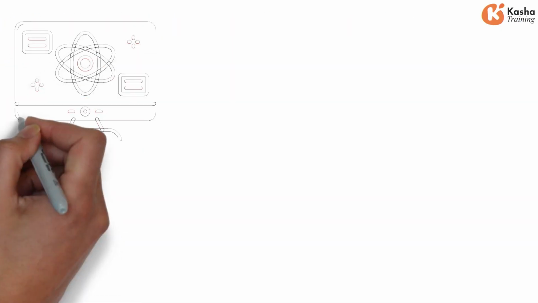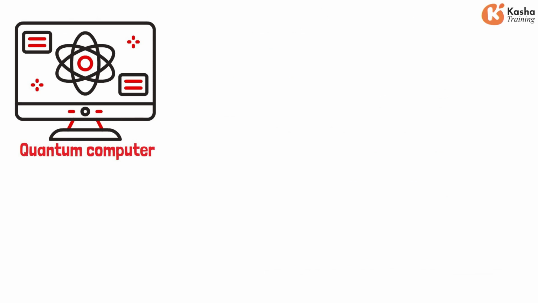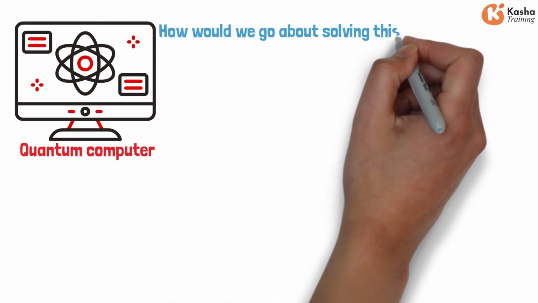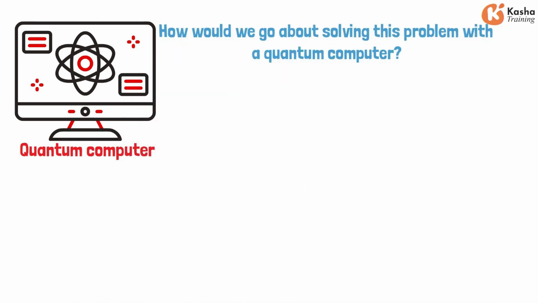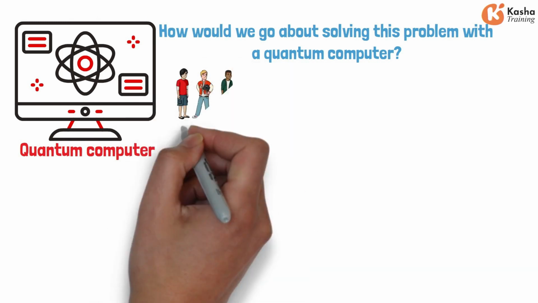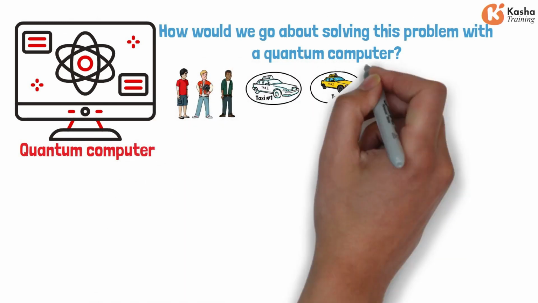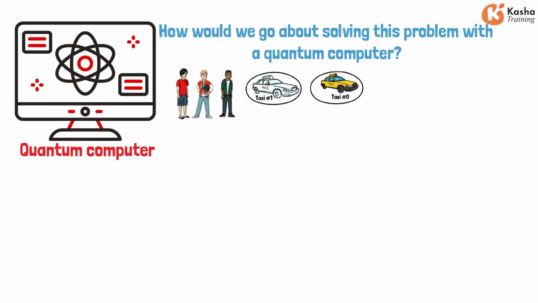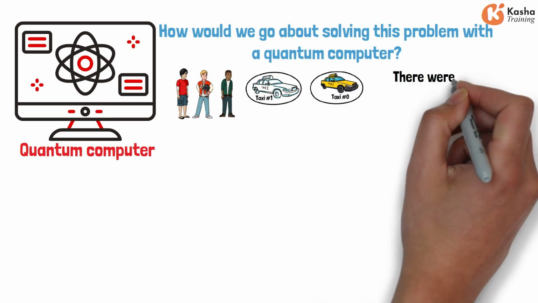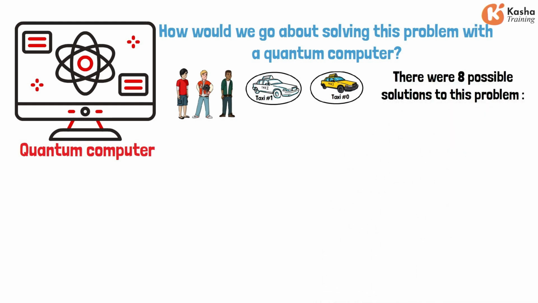Now, solving this problem with a quantum computer. How would we go about solving this problem with a quantum computer? To think about that, let's go back to the case of dividing 3 people into 2 taxis. As we saw earlier, there were 8 possible solutions to this problem.